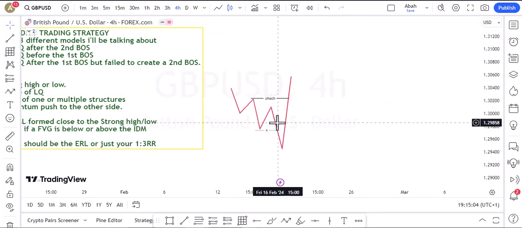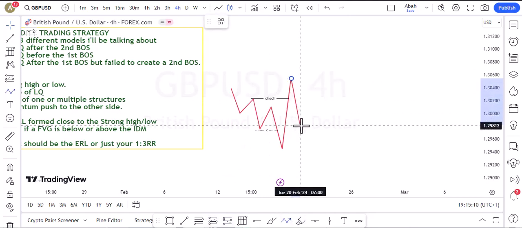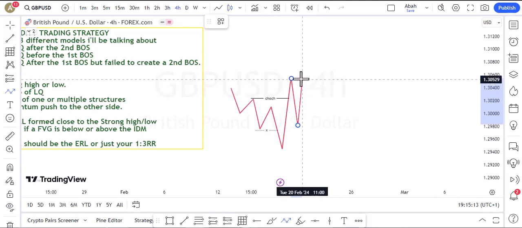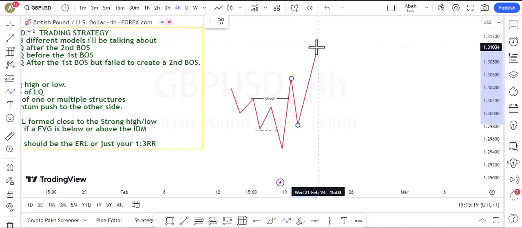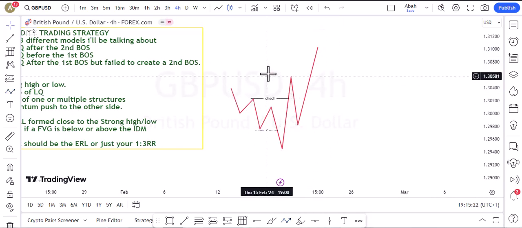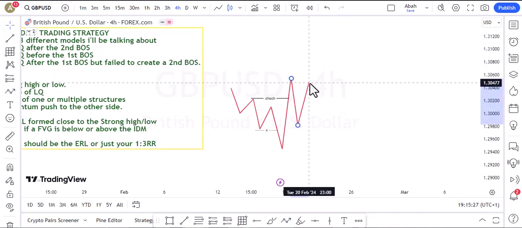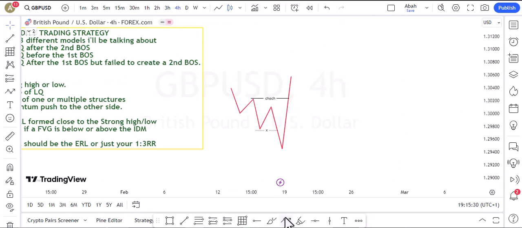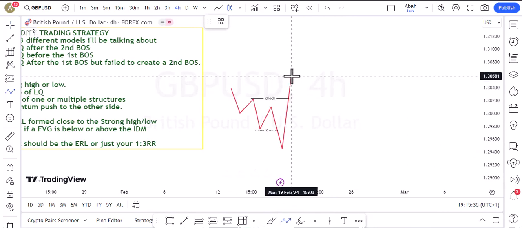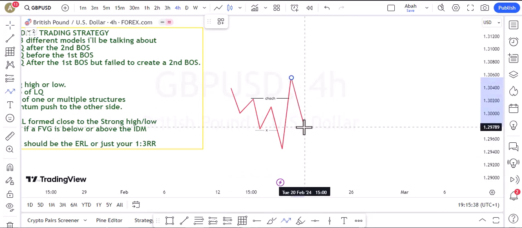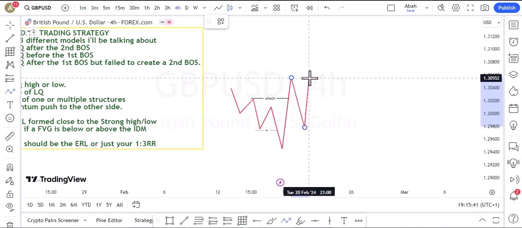After the sweep of liquidity and the break of structure, price will come, create an inducement liquidity for us, but fail to take out the previous high. So it failed to create a second break of structure. Remember, if you do this, then this is going to be our first model, but it failed to take out this high, and then price will now do something like this. Let me show you. It will give us an inducement, but fail to take out this high.